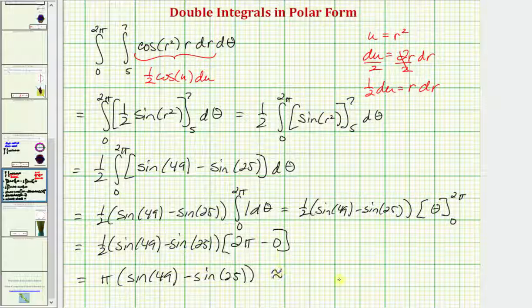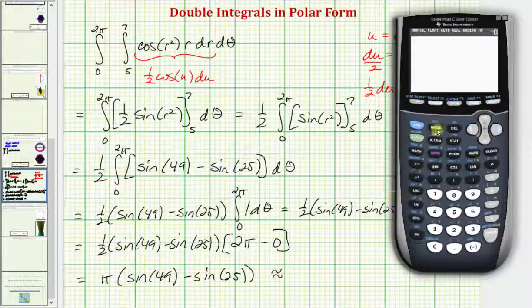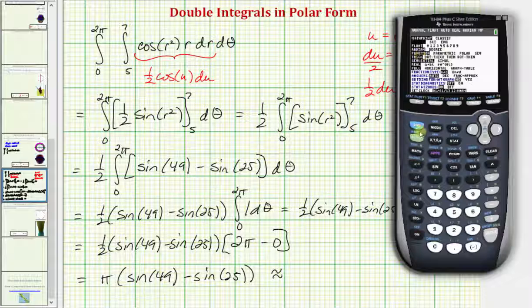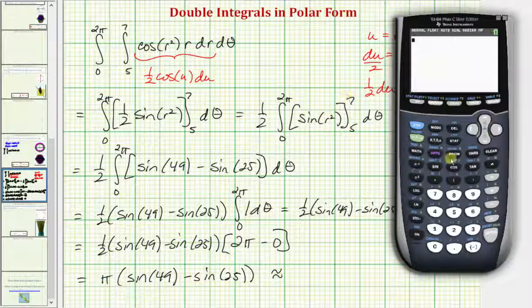Let's also get a decimal approximation for this value. We do want to make sure that we are in radian mode, which we are. So back to the home screen. So we'll enter pi, open parenthesis, sine 49, close parenthesis, minus sine 25, close parenthesis, and enter. And we get approximately negative 2.5805.